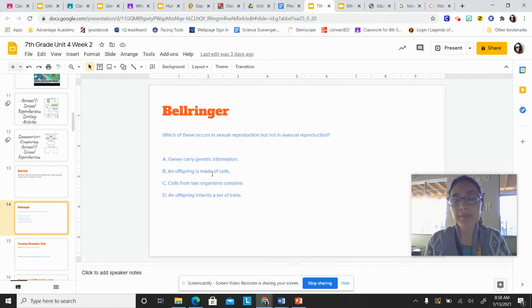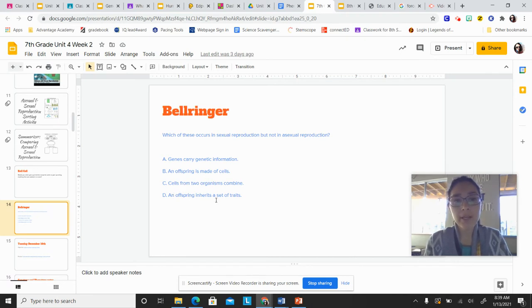The offspring is made of cells. All living things are made of cells. Remember cell theory. Okay, so this is also always going to be true no matter what. So that's not going to be the answer either. Cells from two organisms combined. So remember, asexual reproduction means one parent. So this one does not happen in asexual reproduction, but let's make sure it's the best answer.